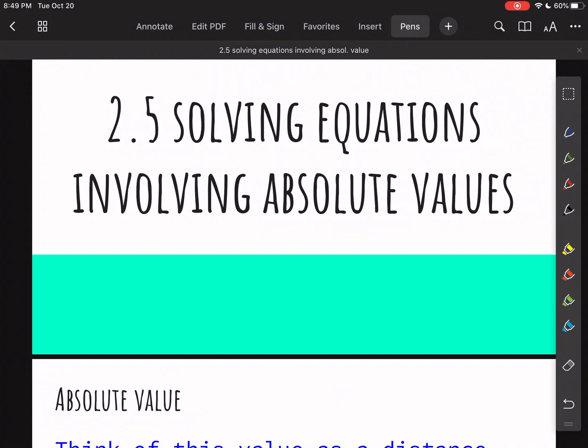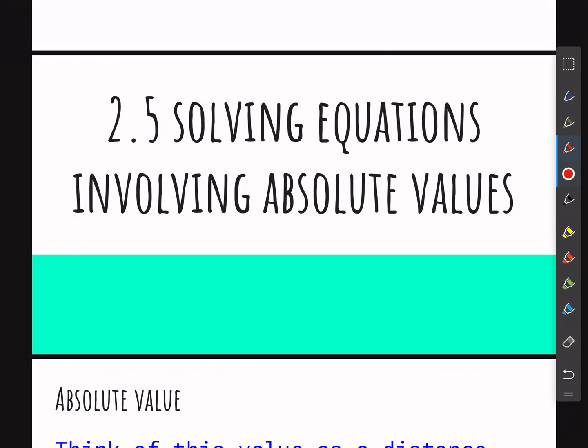Alright guys, for 2.5, solving equations involving absolute values. The big idea, the thing that I want to stress to you guys right off the bat with this is that an absolute value is essentially just a distance.